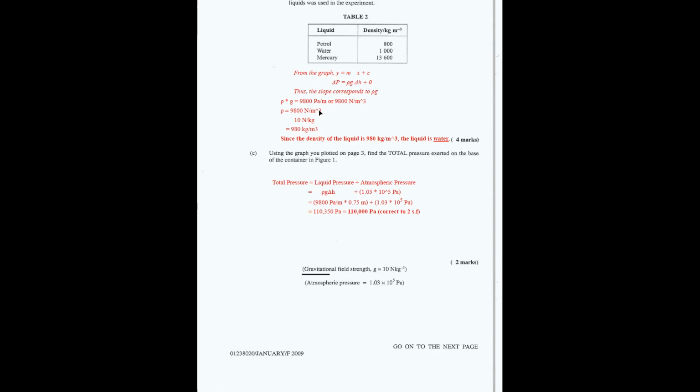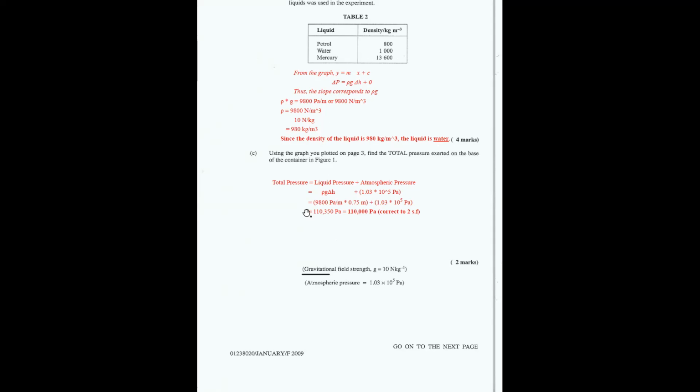So we know that the gradient was 9,800 pascals per meter, and therefore the density would be equal to 9,800 divided by 10, and that is 980 kilogram per cubic meter. Now, the closest value given in the table would be 1,000. You would not put it at 800. Right? 1,000 is closer to 980 than 800 is, right? So your answer would be water. The liquid that was used would have been water.